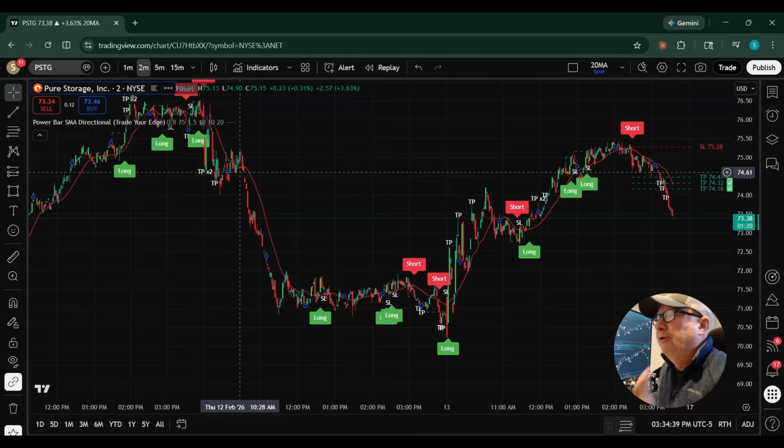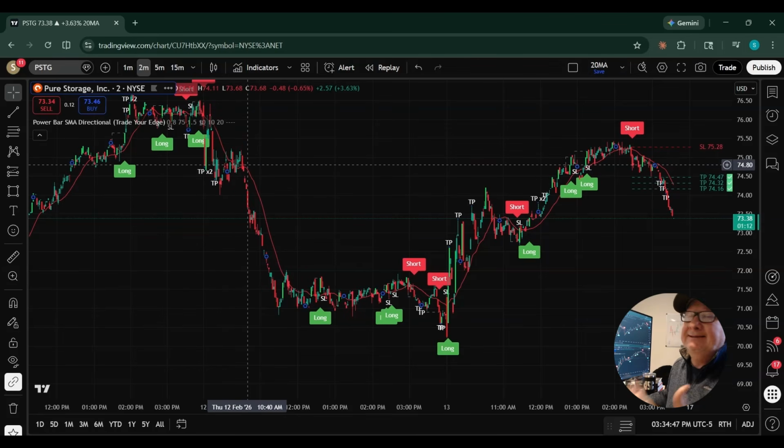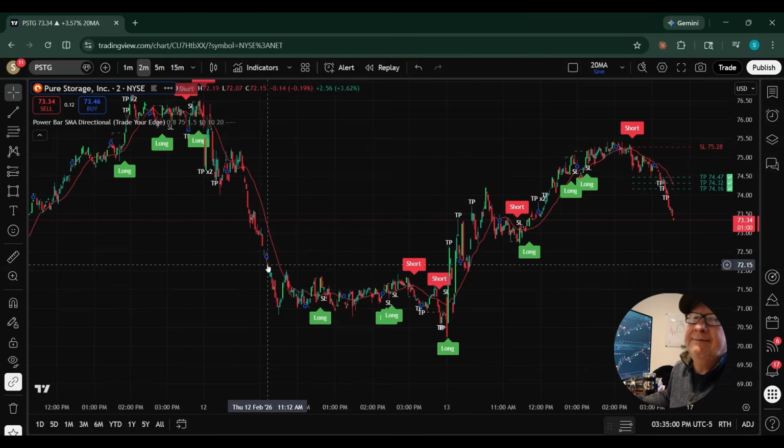And again, you can use the power bar, as I do, to get you into direction as well. Not necessarily just scalping, but into a manageable trade that's moving with trend.